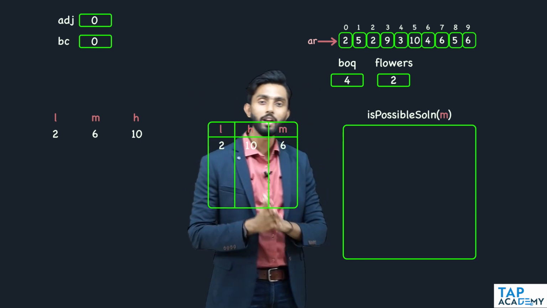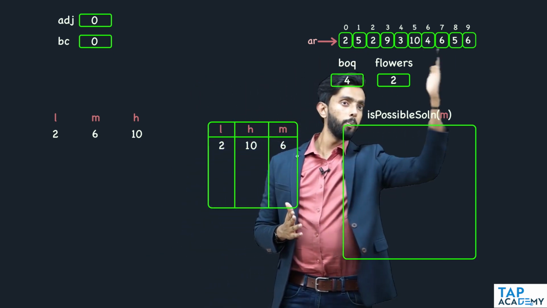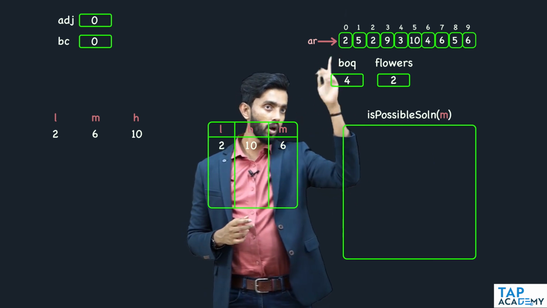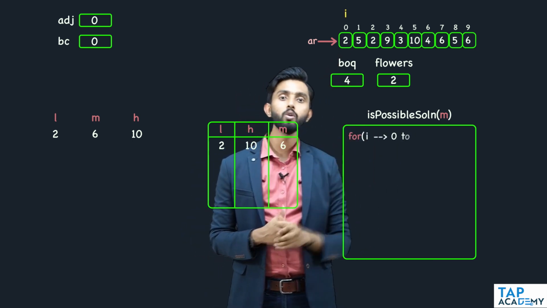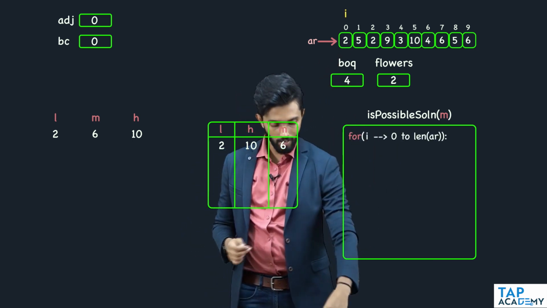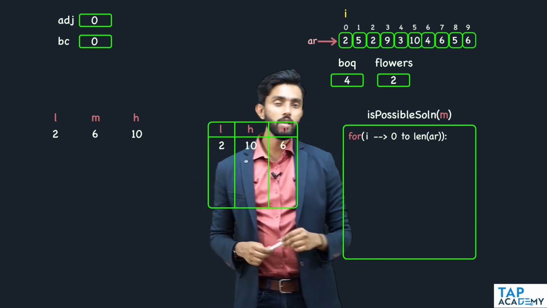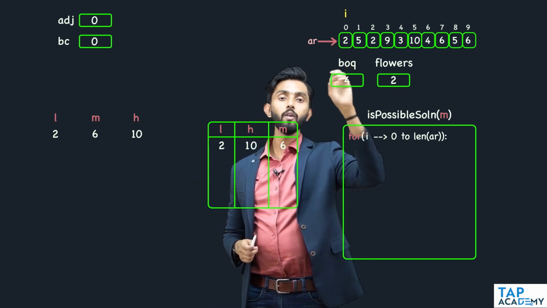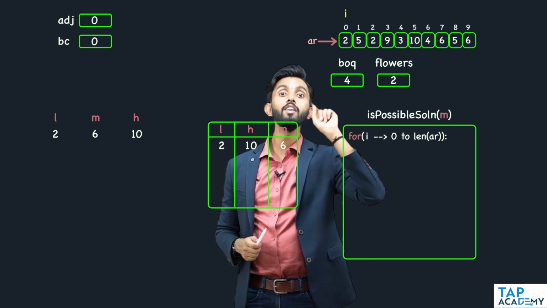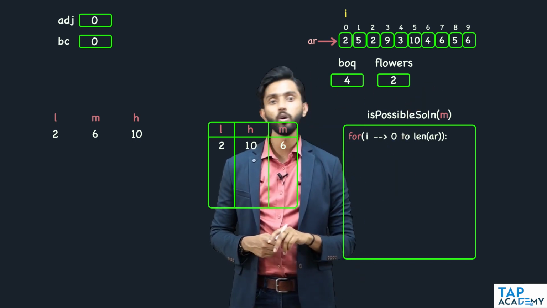Now see how I will write the code. I will run a loop on my array A. So i begins from 0, so for i from 0 till length of A. Inside that, very simple, I want to see whether the ith flower has bloomed on the given day m or not. I want to check.